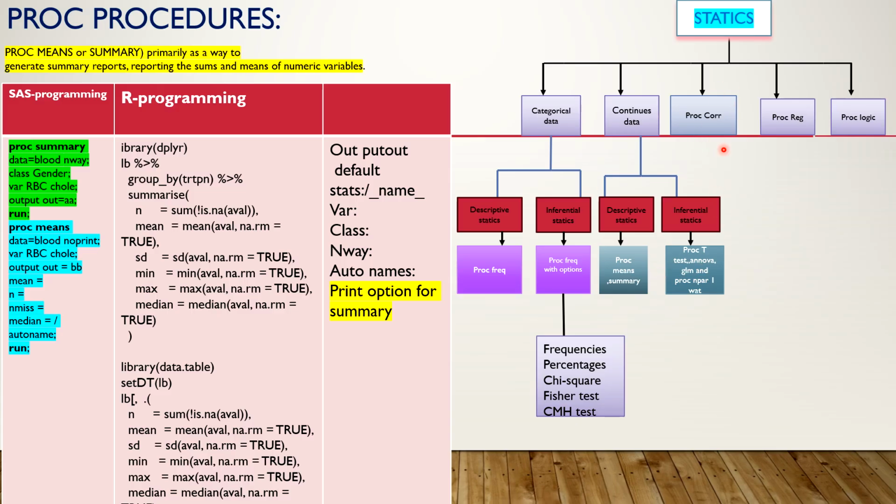For correlation data, we use the proc corr method to do the statistics. For regression data, we use the proc reg method. For logistic data, we use the proc logistic method. So here, what is the difference between categorical data and continuous data?